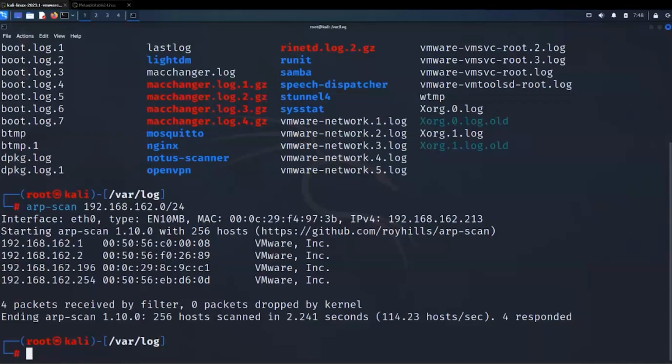Over here, we are using ARP. ARP stands for Address Resolution Protocol. Here we write arp-scan and then the network range. What is happening here is that I'm scanning and looking for all the active devices, all the active machines which I have right now in my network.